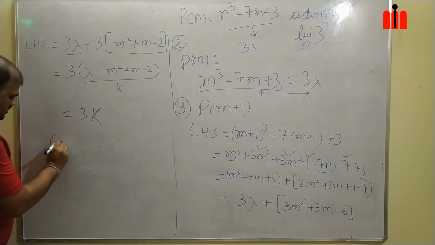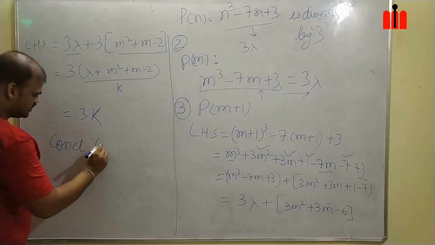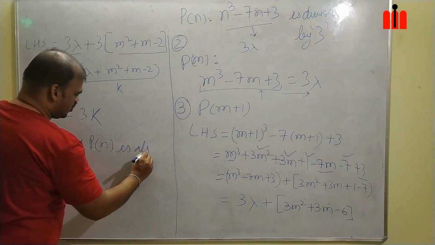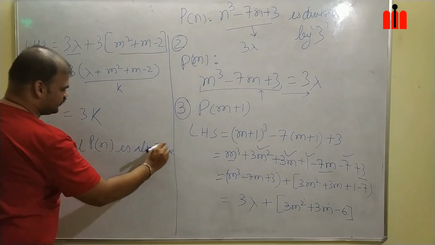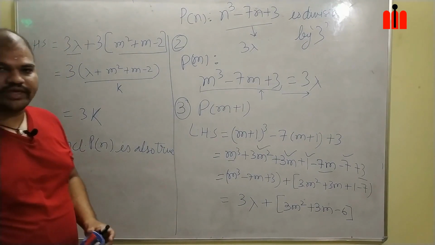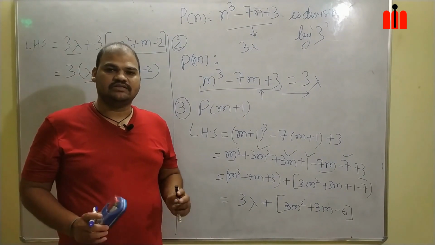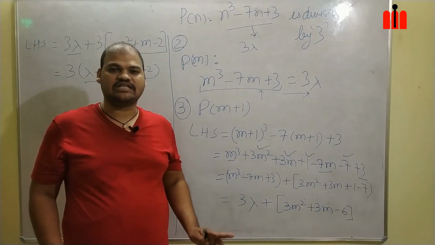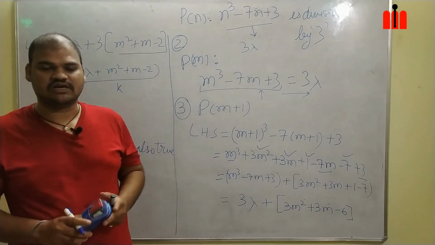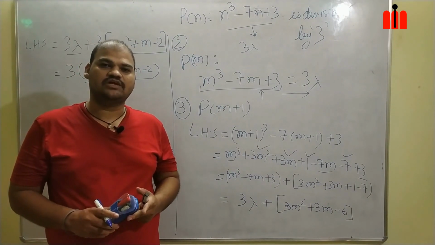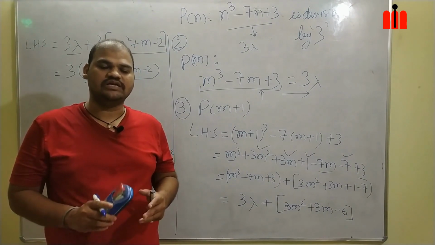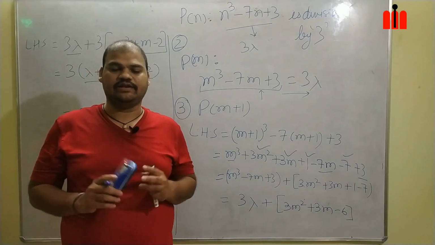So what is my conclusion? My conclusion is that P of n is also true. This completes the detailed explanation 1 class. In this class, we came up with the first 4 categories of the problem, and we solved each and every problem in detail.